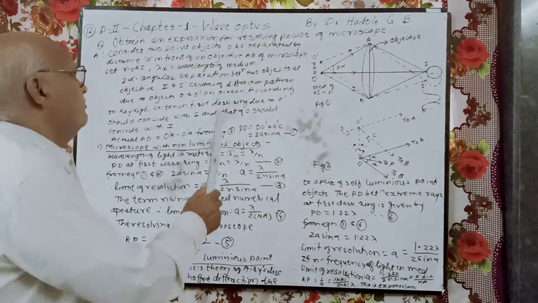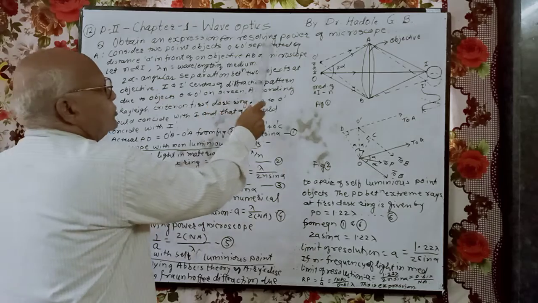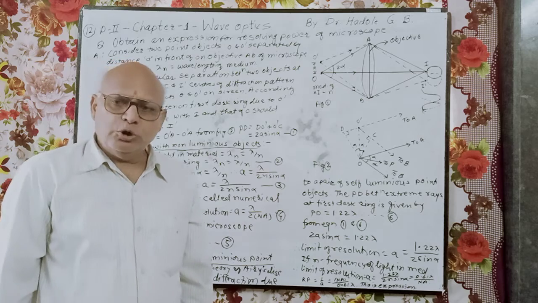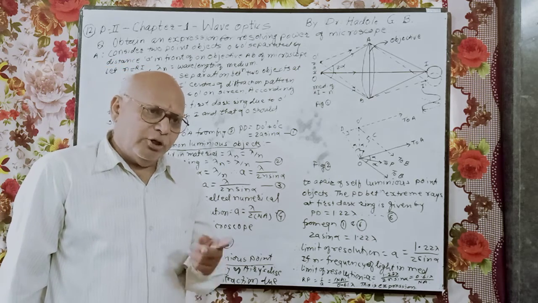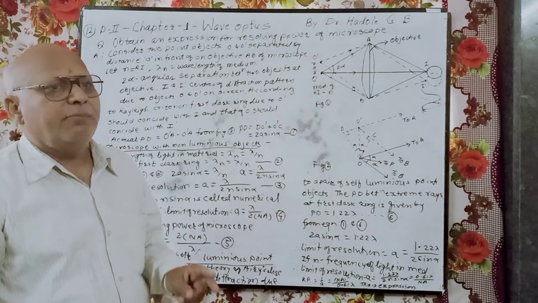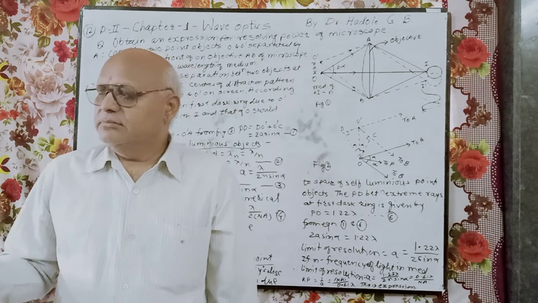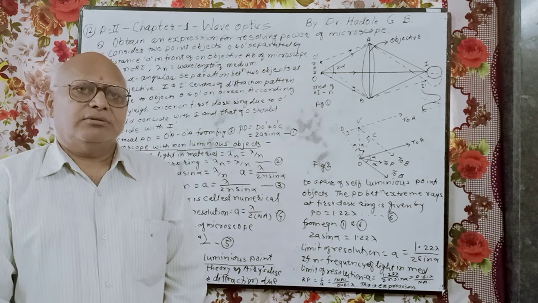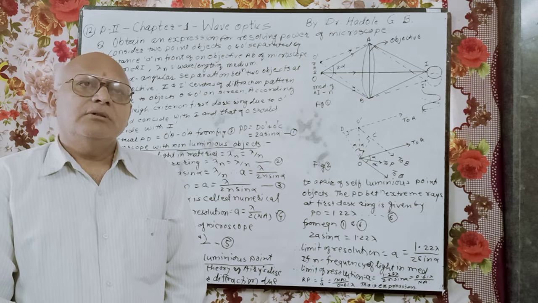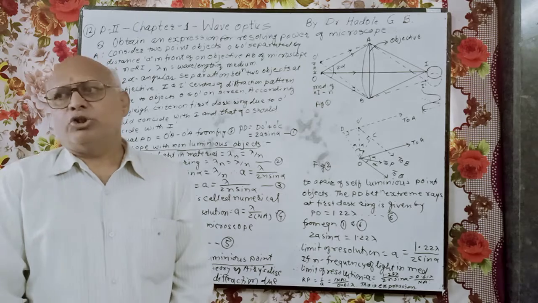For this microscope, the question will be: obtain an expression for the resolving power of a microscope. Of course, in this we are going to use two conditions: when the point objects are self-illuminated and when point objects are non-self-illuminated. It is obvious that when we see objects commonly through the microscope, they can be seen by using the reflected light.